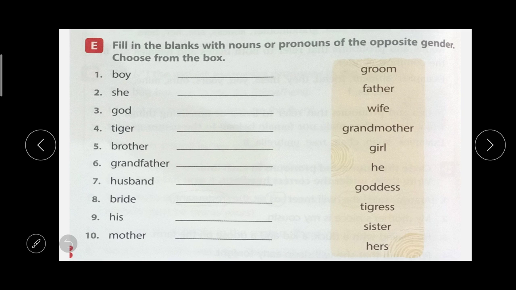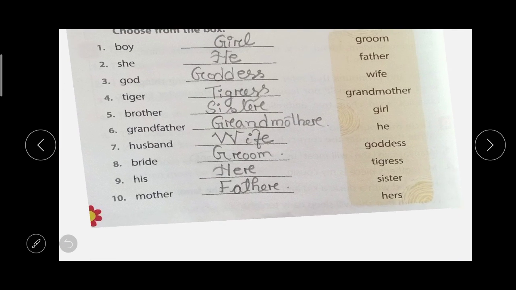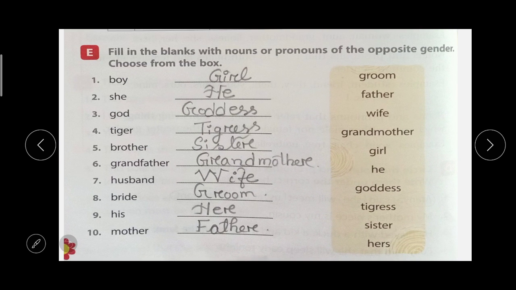Here you can see 8 nouns and pronouns are given, and we have to write their opposite genders. So number 1, boy, its opposite word is girl. She, he. God, goddess. Tiger, tigress. Brother, sister. Grandfather, grandmother. Husband, wife. Bride, groom. His, her. Mother, father.